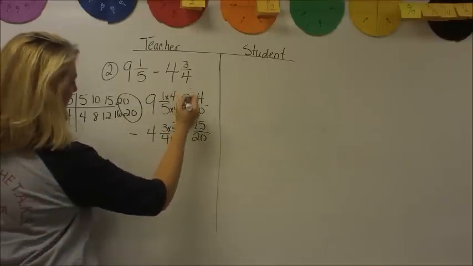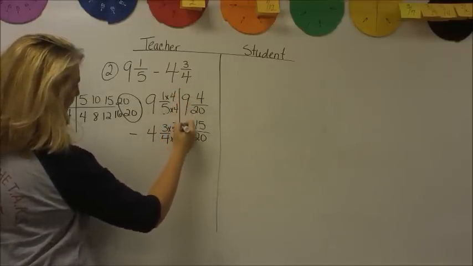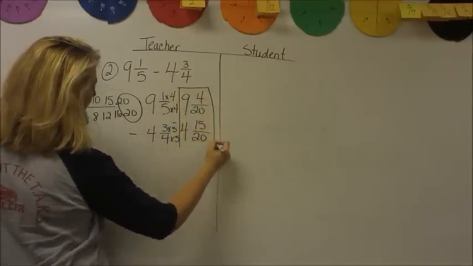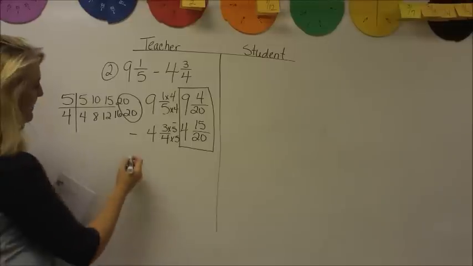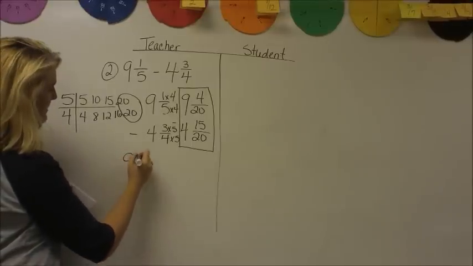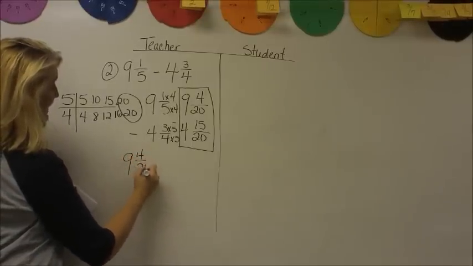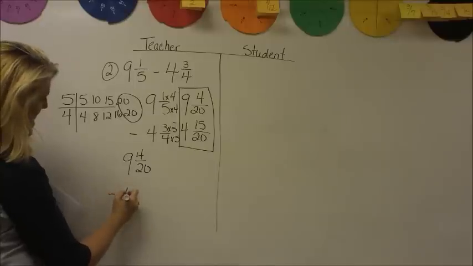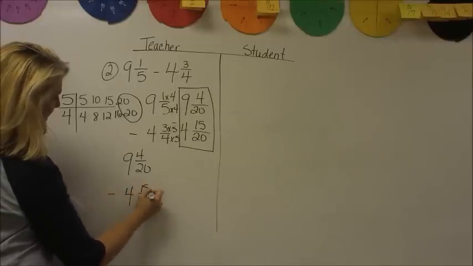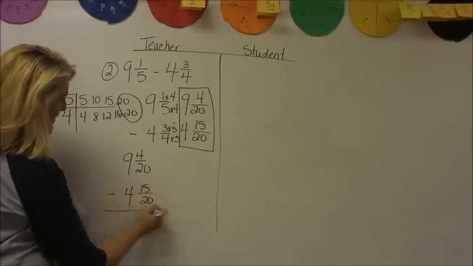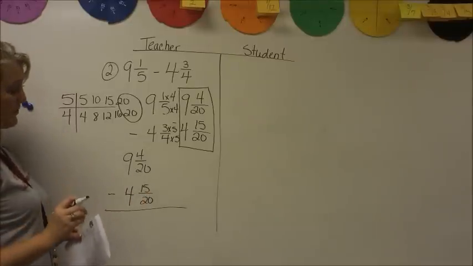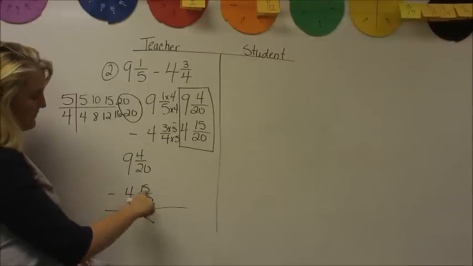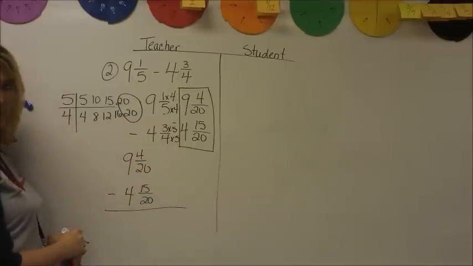So now I'm left with this problem right here. 9 and 4/20 minus 4 and 15/20. Now, I'm going to rewrite it over here just to give myself some more room, because I'm going to need it. All right, now your steps say to start at the back. Start with the fractions at the back, okay? Here's the problem. I can't take 15 from 4, okay?